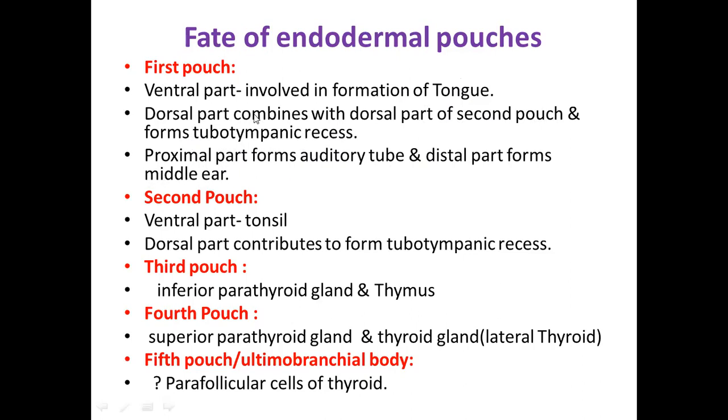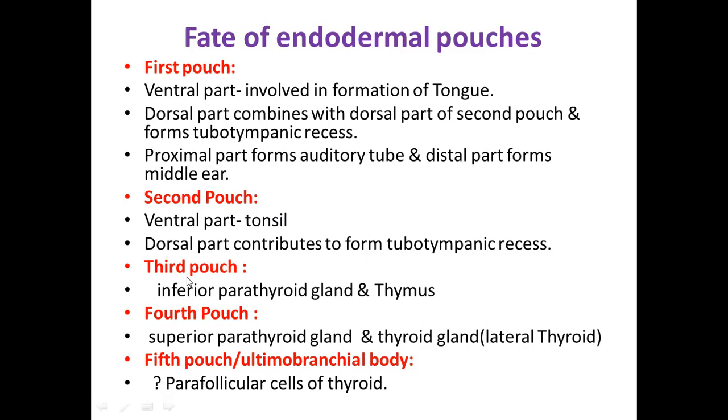So in this way, for the first pouch, the ventral part is involved in development of the tongue, while the dorsal part is involved in forming the middle ear structure, the tubotympanic recess and auditory tube. While for the second pouch, the ventral part is involved in formation of the tonsils, which are a lymphatic structure, and the dorsal part contributes again to the tubotympanic recess we have seen here. So half of it is formed by the first pouch and half is derived from the second pouch.